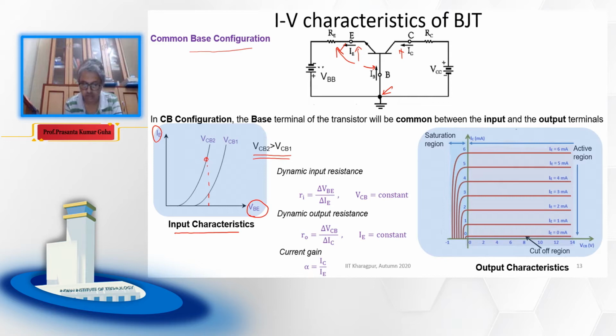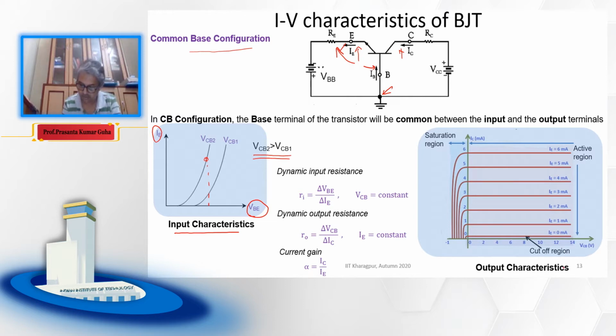So more and more electrons in this case will be able to cross the base region and will be able to reach the collector region. So collector current, that is emitter current, is going to increase.